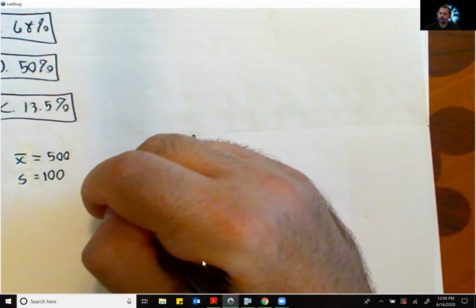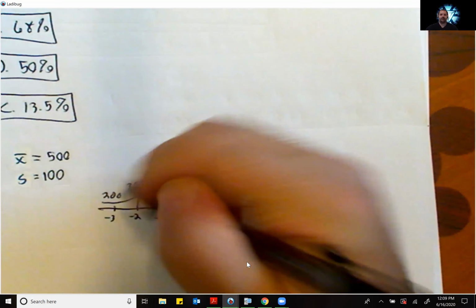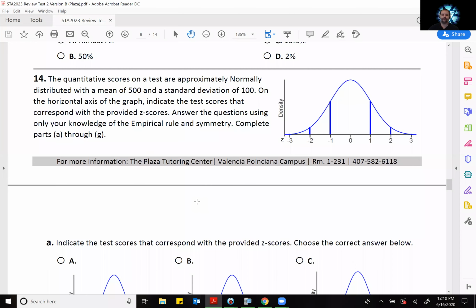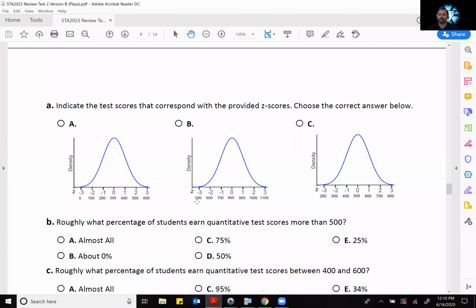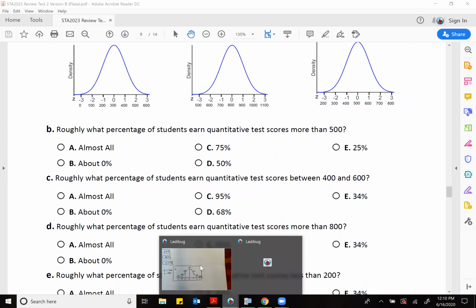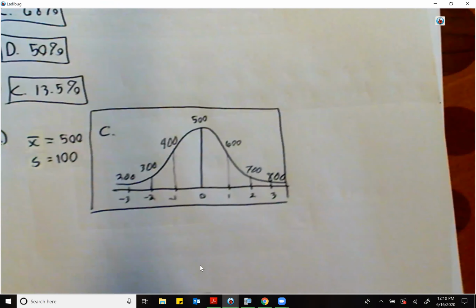So they want to know on part A, which one matches this picture? C. Fabulous. And now all we're going to do is answer questions. They want to know roughly what percentage of students scored more than 500. 50%. Yeah, you got it.